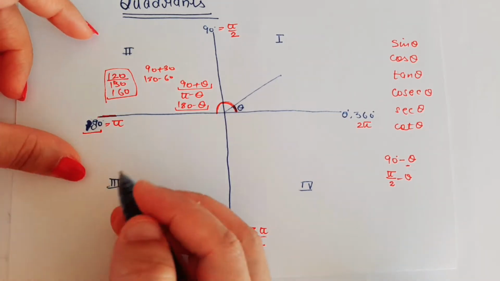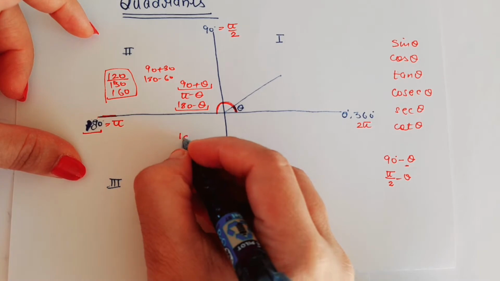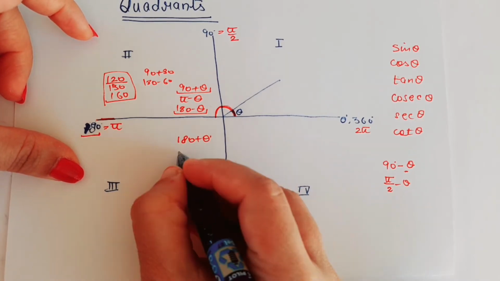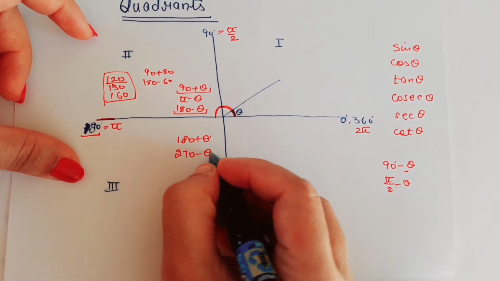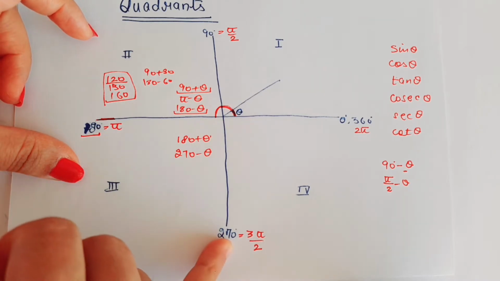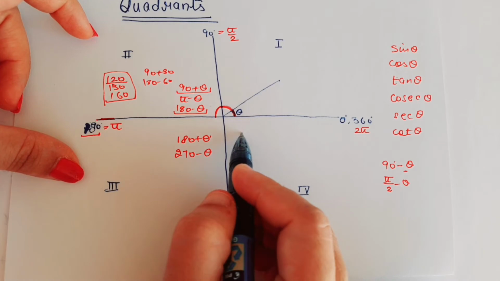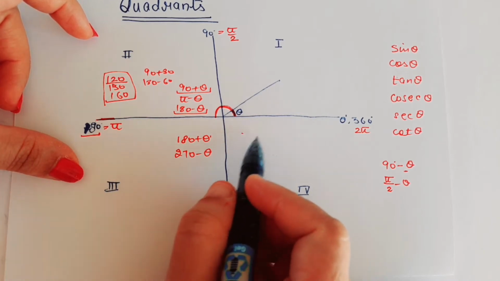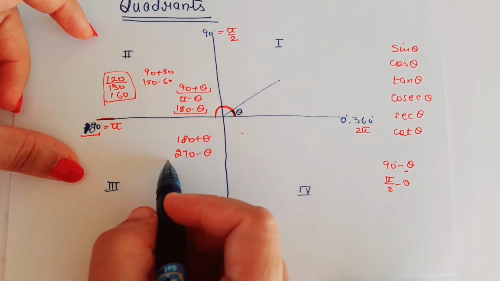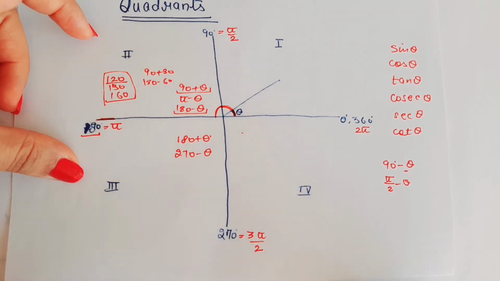Similarly, the third quadrant is 180 plus theta, or you can also say 270 minus theta, because 270 is here. If we add something to 270, the angle will lie here in the fourth quadrant. This is the fourth quadrant. If we subtract something, the angle will lie here, 270 minus theta.